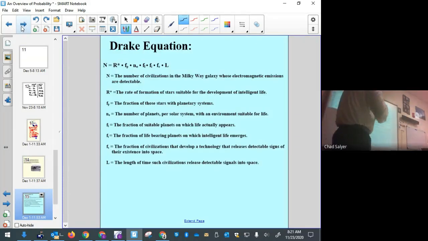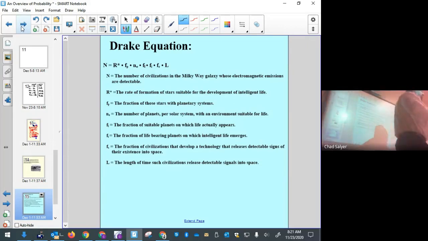Here's an interesting probabilistic argument. It's called the Drake equation. You guys heard of this? It's about the probability that life exists on other planets. And all of it is effectively speculative to one degree or another. Less so now than when it was created in the 1960s. In the 1960s, this was wildly speculative, but nowadays, a little less so. So the Drake equation has N as the number of civilizations in the Milky Way galaxy whose electromagnetic emissions are detectable. And there's where you run into a little bit of a problem.